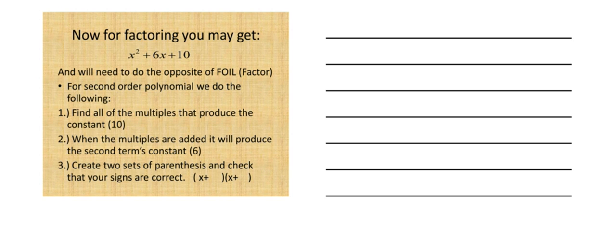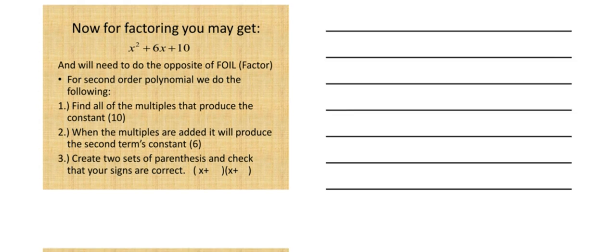1. Find all of the multiples that produce the constant 10. 2. When the multiples are added, we'll produce the second term's constant, the 6. 3. Create two sets of parentheses and check that you get the correct signs. 4. Place the numbers found in step 2 with their sign on each set of parentheses.